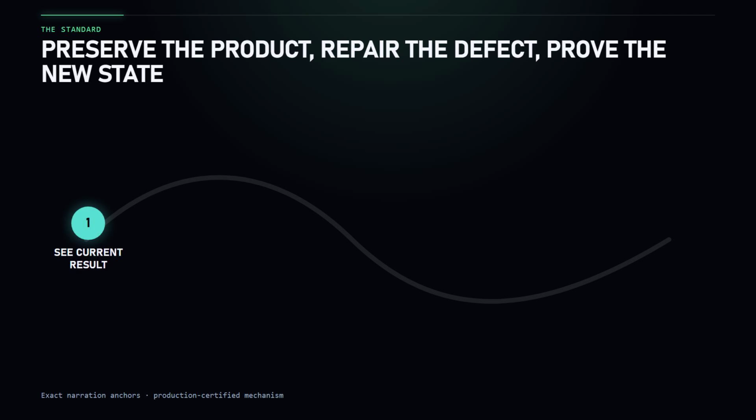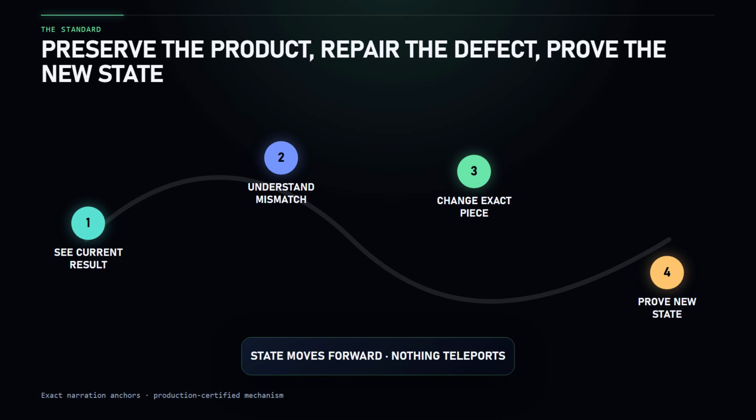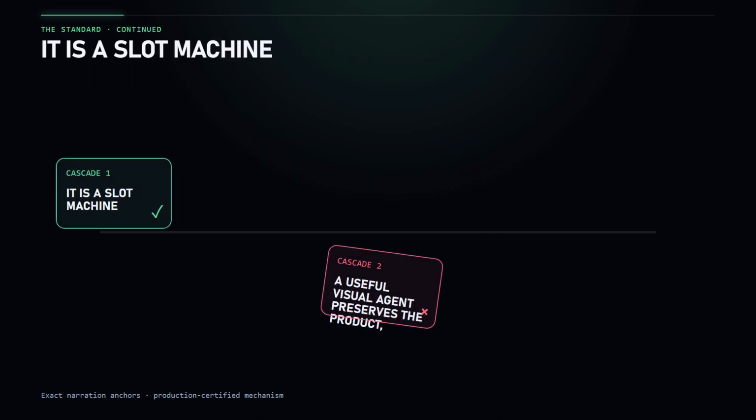So can Kimi K3 build better front ends? It has the right ingredients: coding, native vision, large context, tool use, and a render, inspect, correct loop. But the real advantage is not that it can generate more interface. The advantage appears only if it can see the current result, understand the mismatch, and change the exact piece responsible. A model that redraws everything after every complaint is not a designer. It is a slot machine. A useful visual agent preserves the product, repairs the defect, and proves the new state. That is the standard Kimi K3 has to meet.